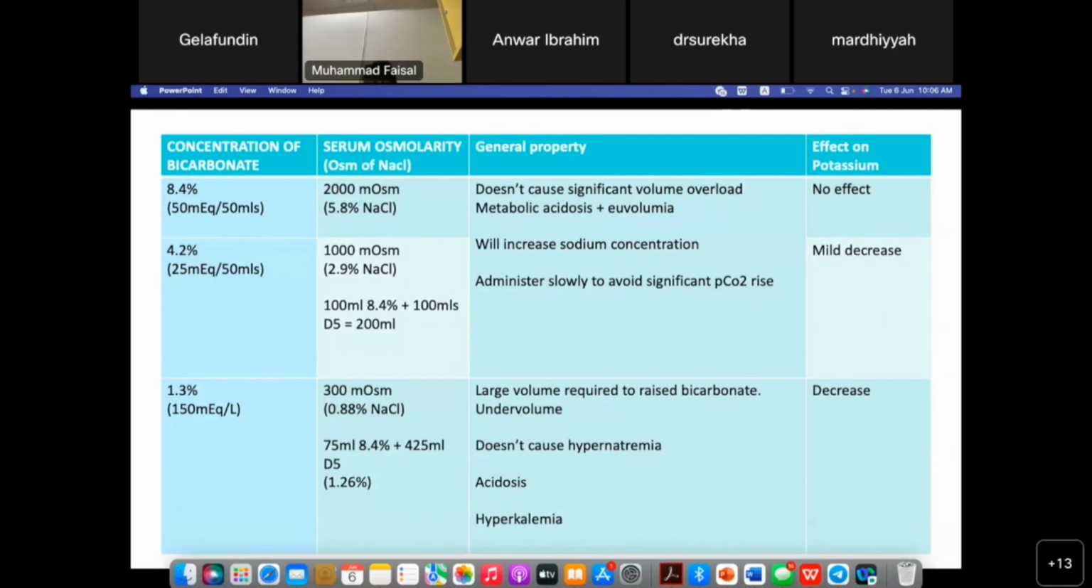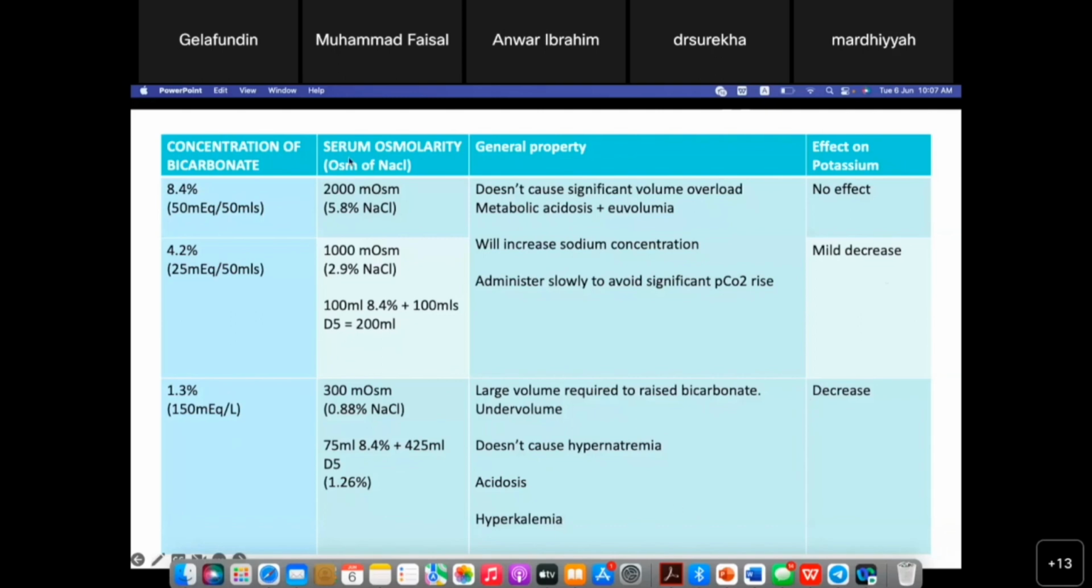Actually, the effect of bicarb on the potassium of the patient depends on the concentration. For example, with isotonic bicarb, you need a large volume to raise the bicarb. Because of the large volume, which is free of potassium, you create a dilutional effect. This dilutional effect will dilute your hyperkalemia as well. So basically the effect of isotonic bicarb is a decrease in the hyperkalemia.